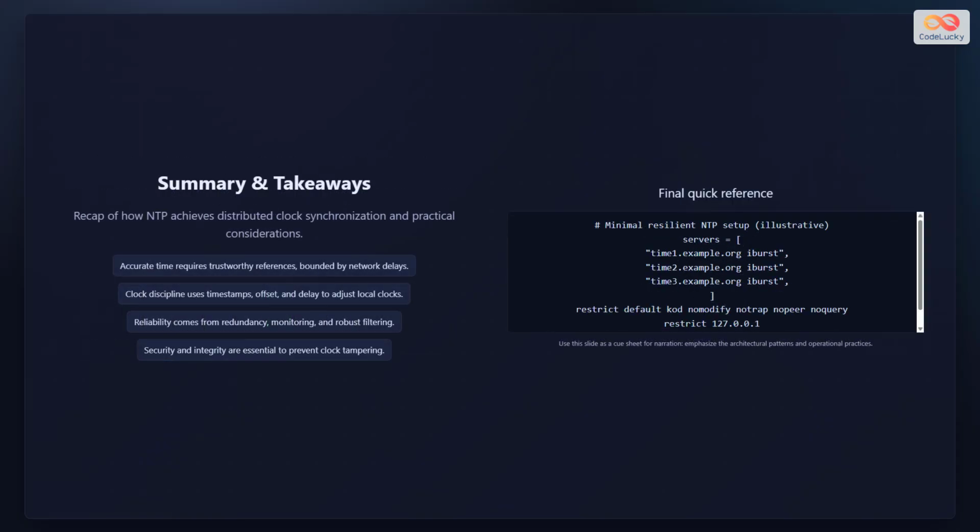NTP keeps the digital world synchronized. Accurate time requires trustworthy references bounded by network delays. Clock discipline uses timestamps and delay calculations to adjust local clocks. Reliability comes from redundancy and monitoring. Security prevents clock tampering. Whether you're running a single server or managing a global data center, NTP is the invisible infrastructure that makes modern computing possible.